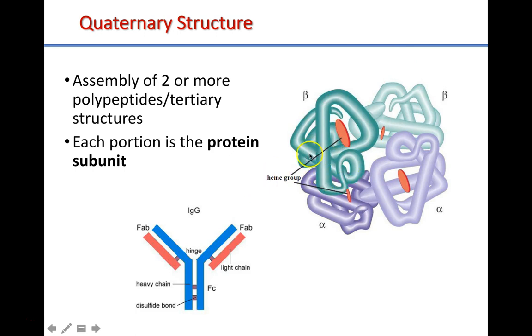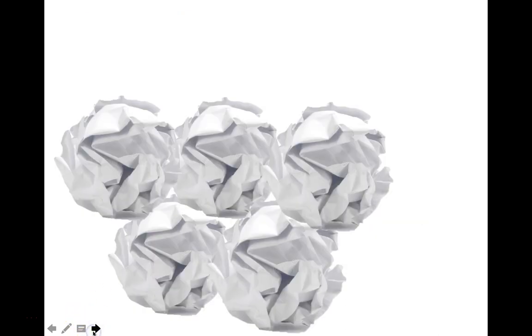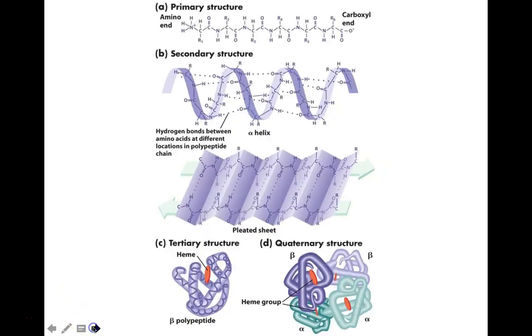So a great example is your hemoglobin, which is used to carry oxygen, right? You can carry oxygen in your hemoglobin, or things like antibodies, which are made up of different portions. So again, quaternary structure would look like this. You have three different tertiary structures together, forming a big complex. And each of those areas are called protein subunits.